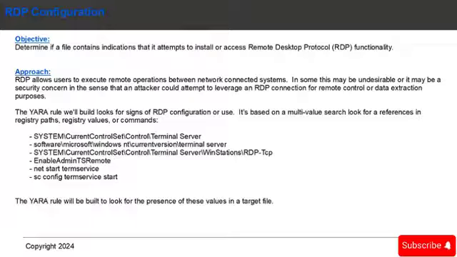The rule that we're going to build looks for signs of RDP configuration or use, and this is going to be a multi-value search, and we're going to look for references in a variety of different locations and forms. They could be registry paths, registry values, or commands. You can see outlined on this particular slide, the first three items that we're going to look for are all registry paths. These all deal with the presence of terminal server RDP services being installed and active. The fourth one, enable admin TS remote, is a registry value that we're going to be looking for. And then, of course, the net start and the SC service control. These are different commands that could be used to start up a terminal session or an RDP session.